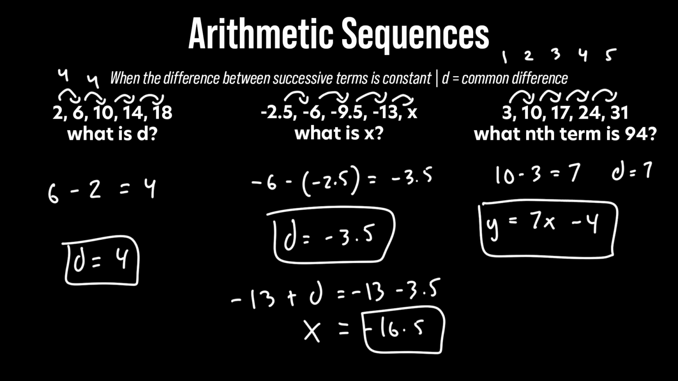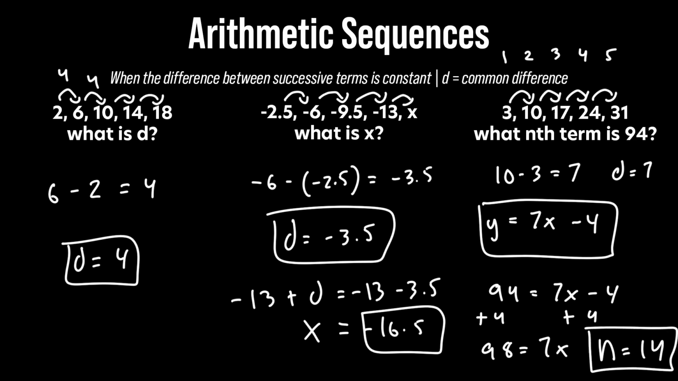7x minus 4. What nth term is 94? We already established that the nth term is x. And we're trying to figure out what nth term is 94. So we can actually plug in 94 as the y. So we're going to go 94 is equal to 7x minus 4. Add 4 to both sides. We get 98 is equal to 7x. If you divide by 7, you're going to get x is equal to 14. So since our x value is 14, which is the nth term, our n is going to be equal to 14. So that's going to be our answer. 94 is the 14th term in this sequence.